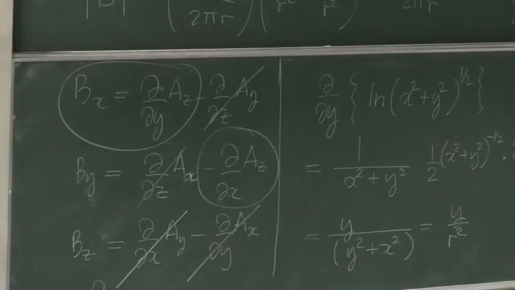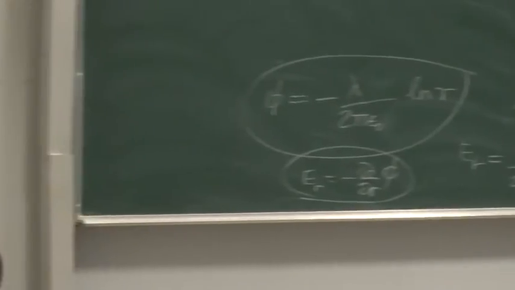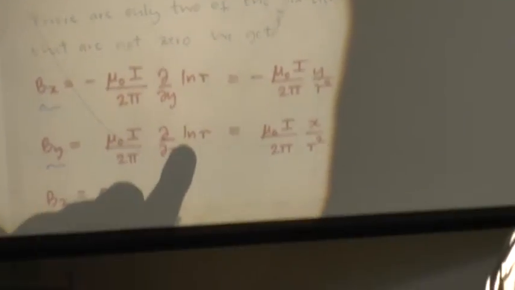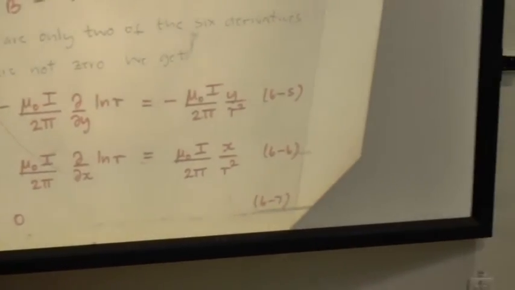So all we've got to do is perform these 2 differentiations, d by dy. Again, I've taken the mu naught I out front, got the signs into it, and all I've got to do is take d by dy and d by dx of log r. And again, it's the kind of thing you were doing with Peter Main in partial differentiation last year.